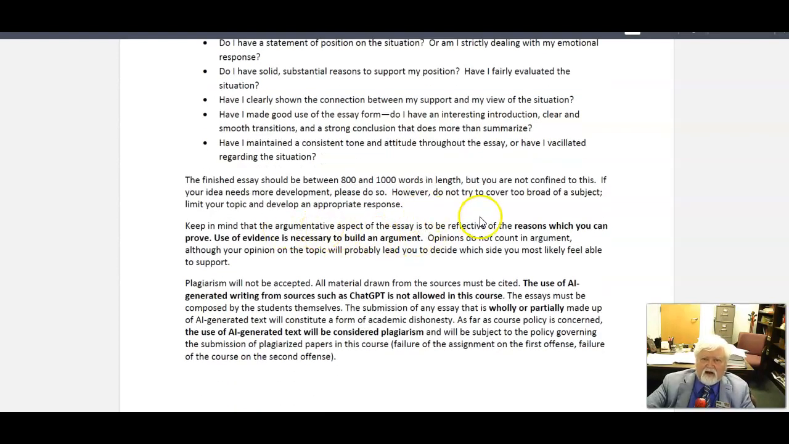You need to keep in mind that you are offering reasons you can prove. Evidence is necessary. And ladies and gentlemen, as I said just a moment ago, opinions do not count. How you feel, what you believe personally, does not count. Rather, your opinion will lead you to decide, but then you have to be able to support that side.